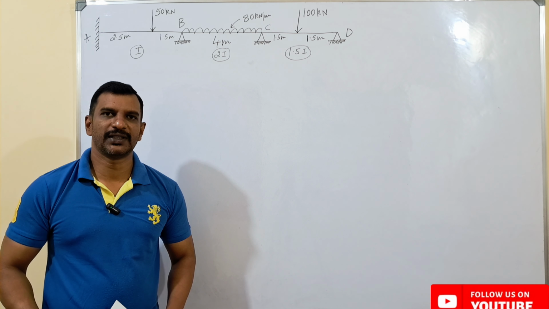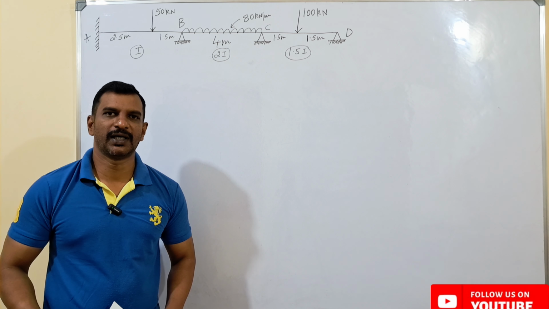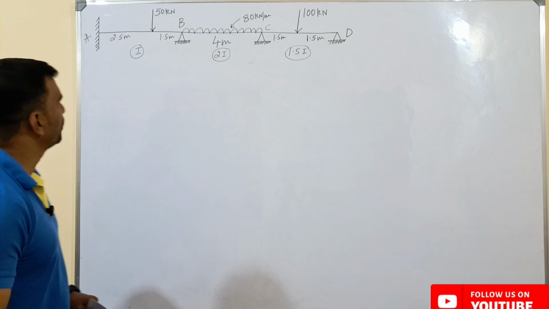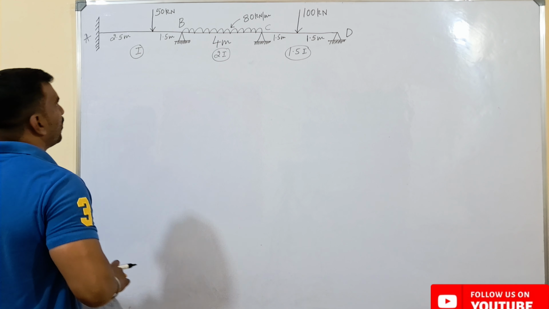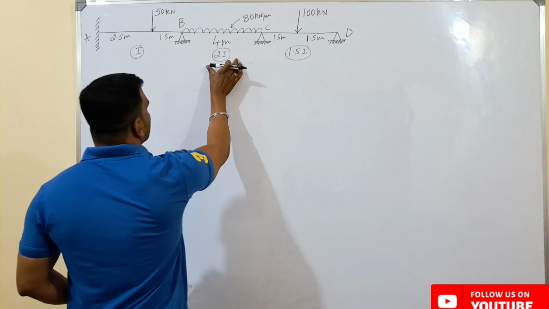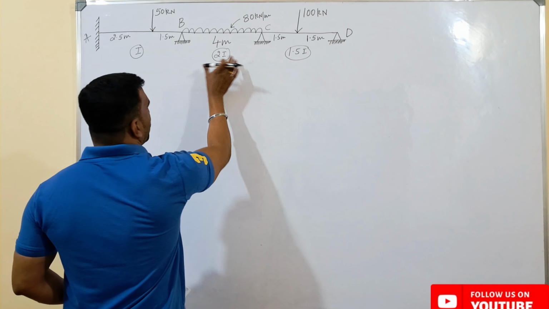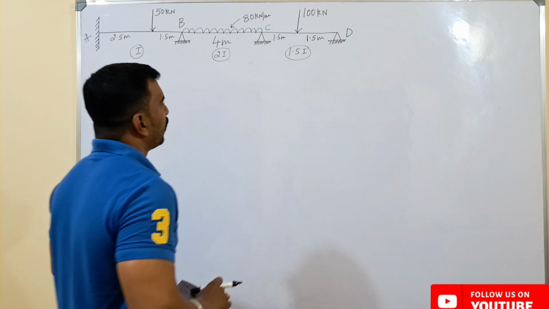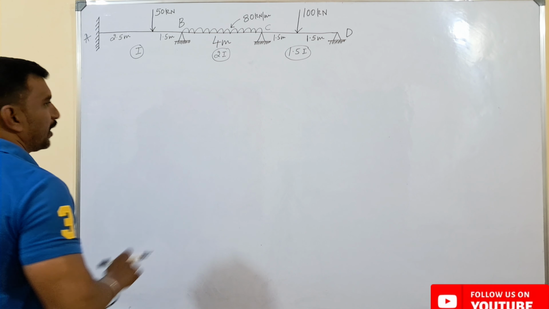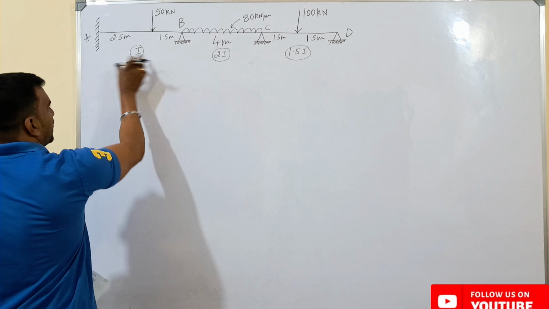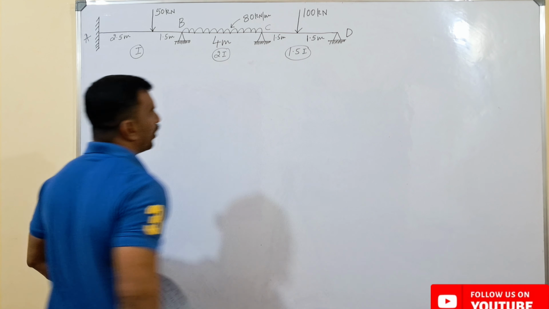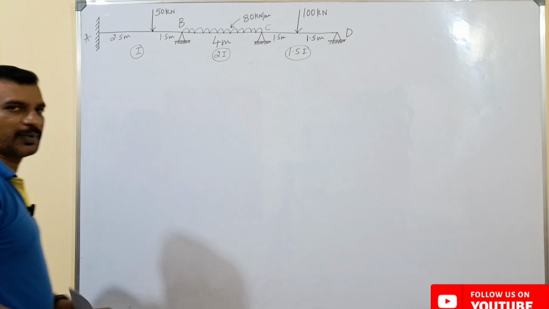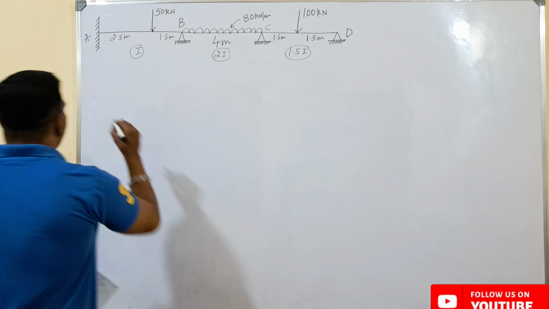In today's session, we shall see how to analyze a continuous beam with the help of Kani's method. In this beam, we can see span AB is having an eccentric loading of 50 kilonewton, span BC is carrying a UDL of 80 kilonewton per meter, and span CD is having a central concentrated load of 100 kilonewton. The moment of inertia for span AB is I, for span BC is 2I, and for span CD is 1.5I.